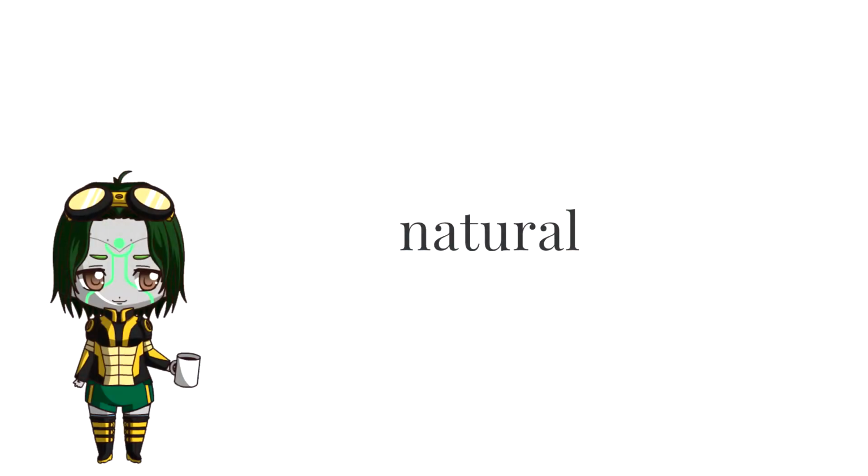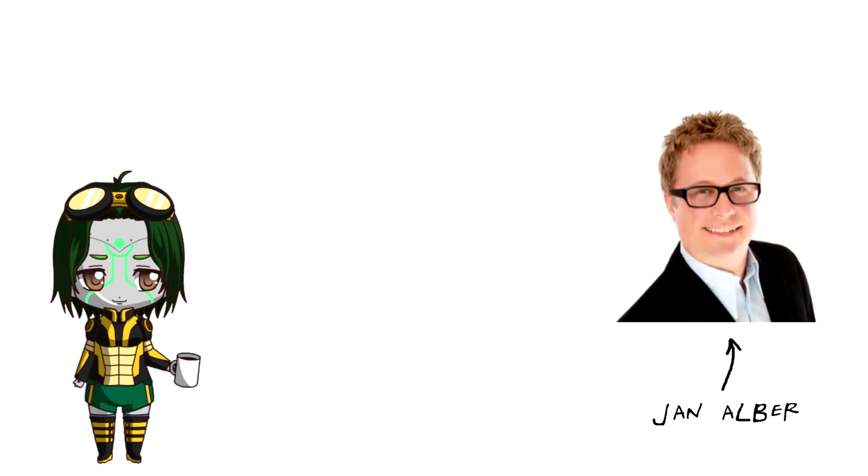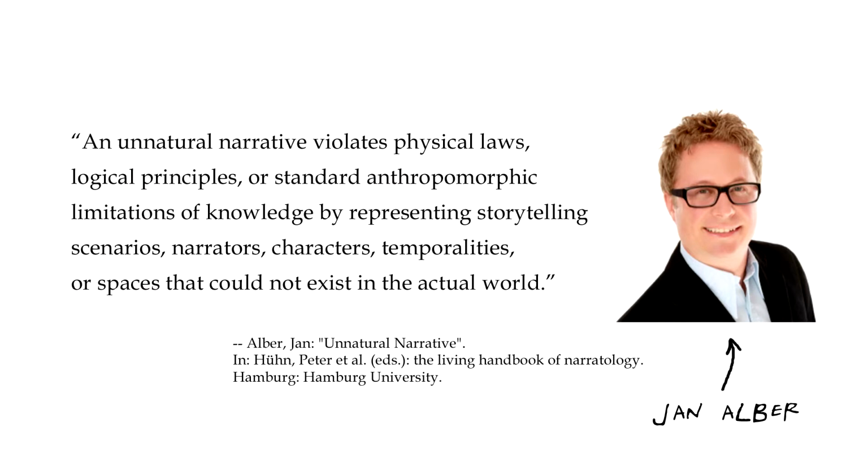Naturally, once we have a definition for natural narratives, it's interesting to think about what an unnatural narrative would be like. One definition is suggested by scholar Jan Alber. An unnatural narrative violates physical laws, logical principles, or standard anthropomorphic limitations of knowledge by representing storytelling scenarios, narrators, characters, temporalities, or spaces that could not exist in the actual world.